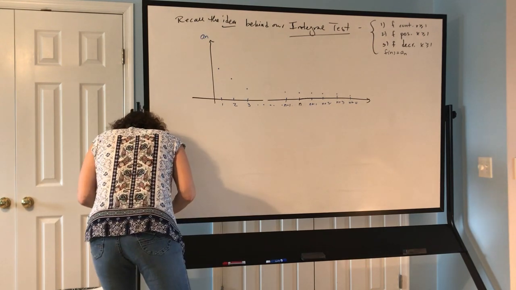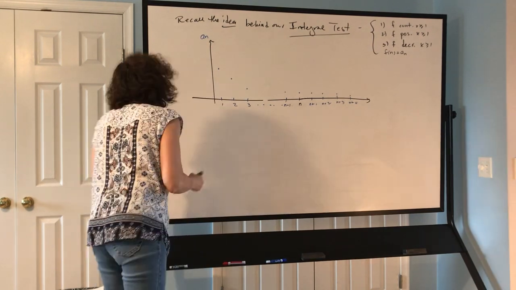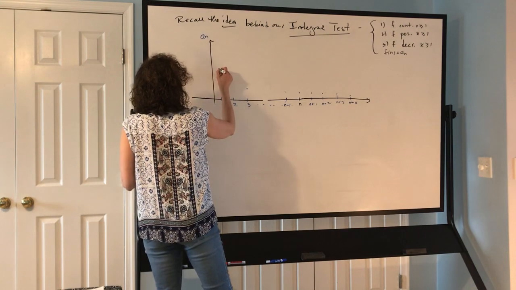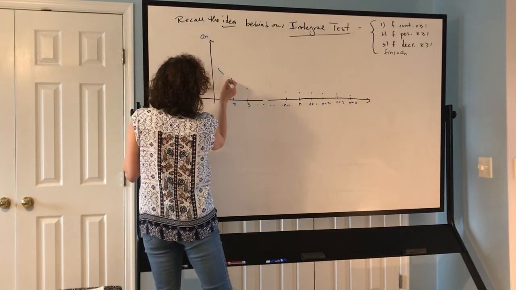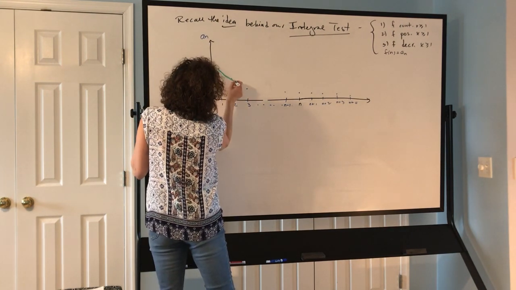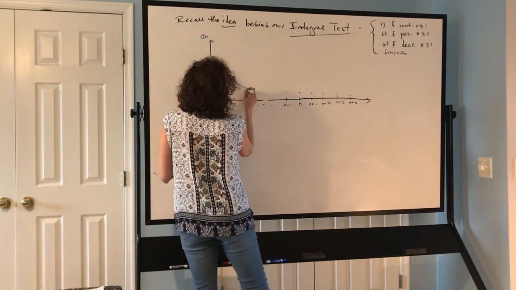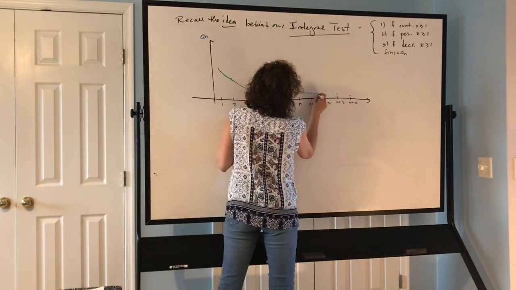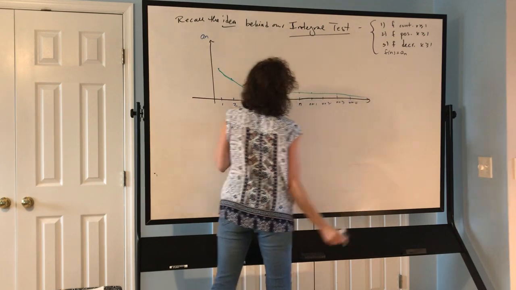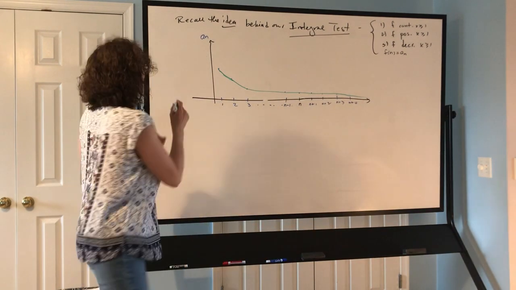Okay, so let's draw our F guy. F is the continuous version of this, so we just put a curve through the dots. Makes sense, you okay? Here's F.